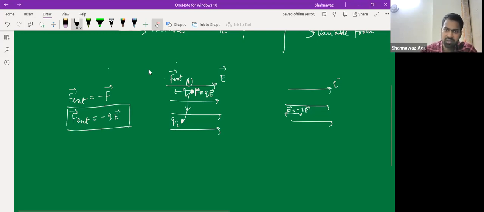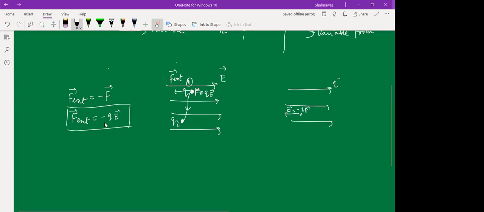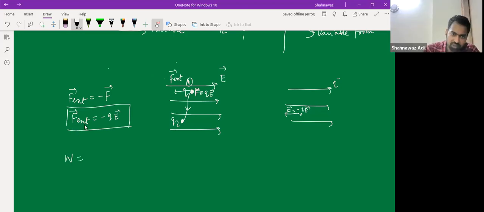Yes, guys, is this clear? Okay, so the work done would be how much? Now my force is this. So work done in bringing a charge from 1 to 2 is integral from 1 to 2 of F external dot DL, right?